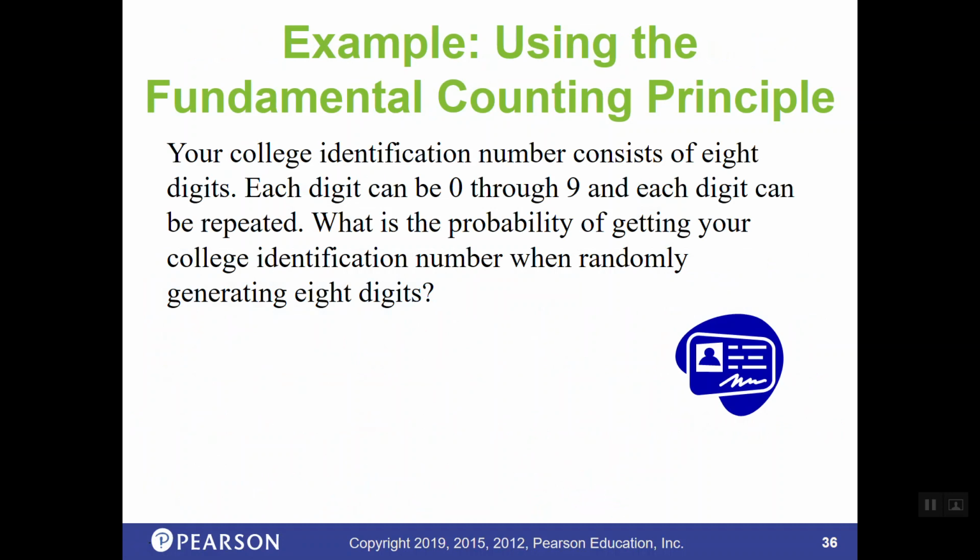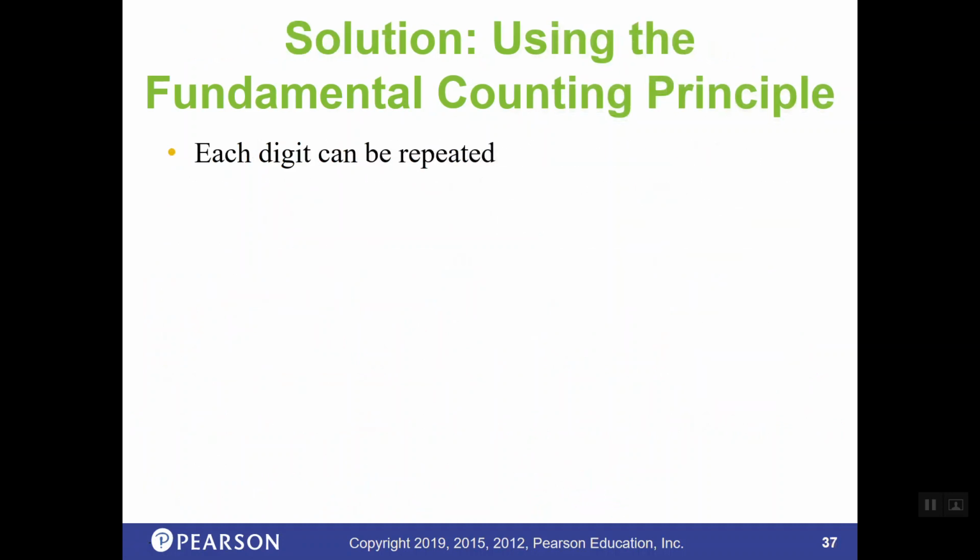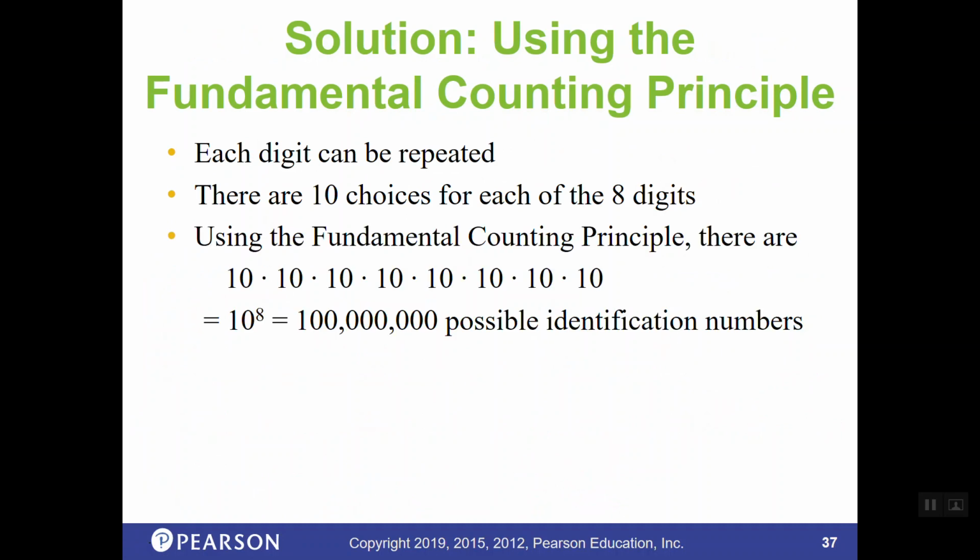Your college identification number consists of 8 digits. Each digit can be 0 through 9, and each digit can be repeated. What is the probability of getting your college identification number when randomly generating 8 digits? Okay, so each digit can be repeated. So there are 10 choices for each of the 8 digits. 10 choices because they can be repeated. So the first one can be any number from 0 to 9. That's 10. And you have 8 of those.